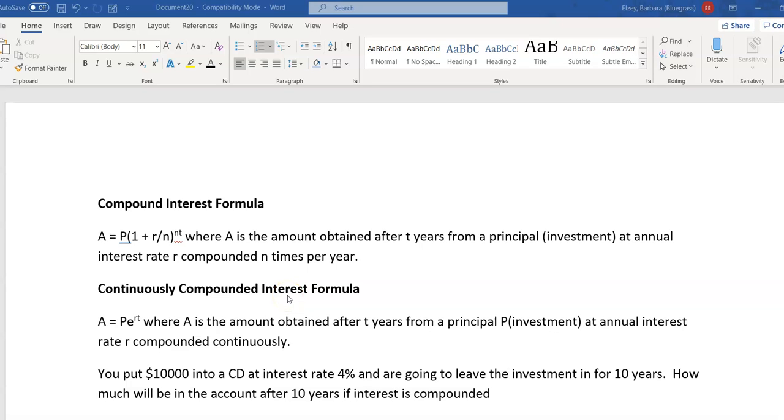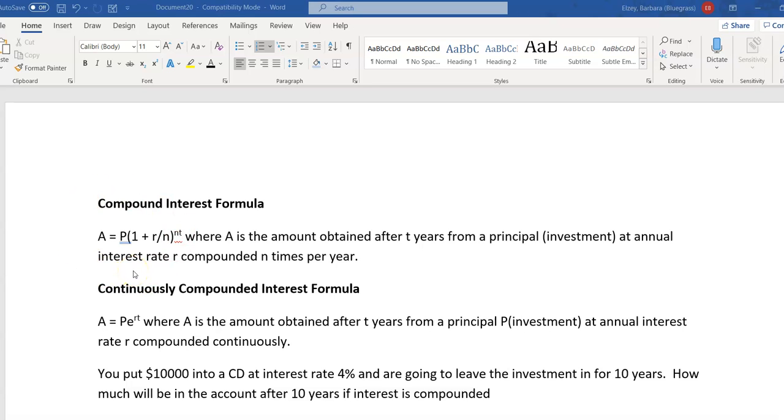So also in this section, we're going to look at compound interest. The compound interest formula is A equals P times the quantity 1 plus R over N, all raised to the N times T power, where A is the amount obtained after T years from some investment at an annual interest rate R compounded N times per year. And we're going to use this in a minute.